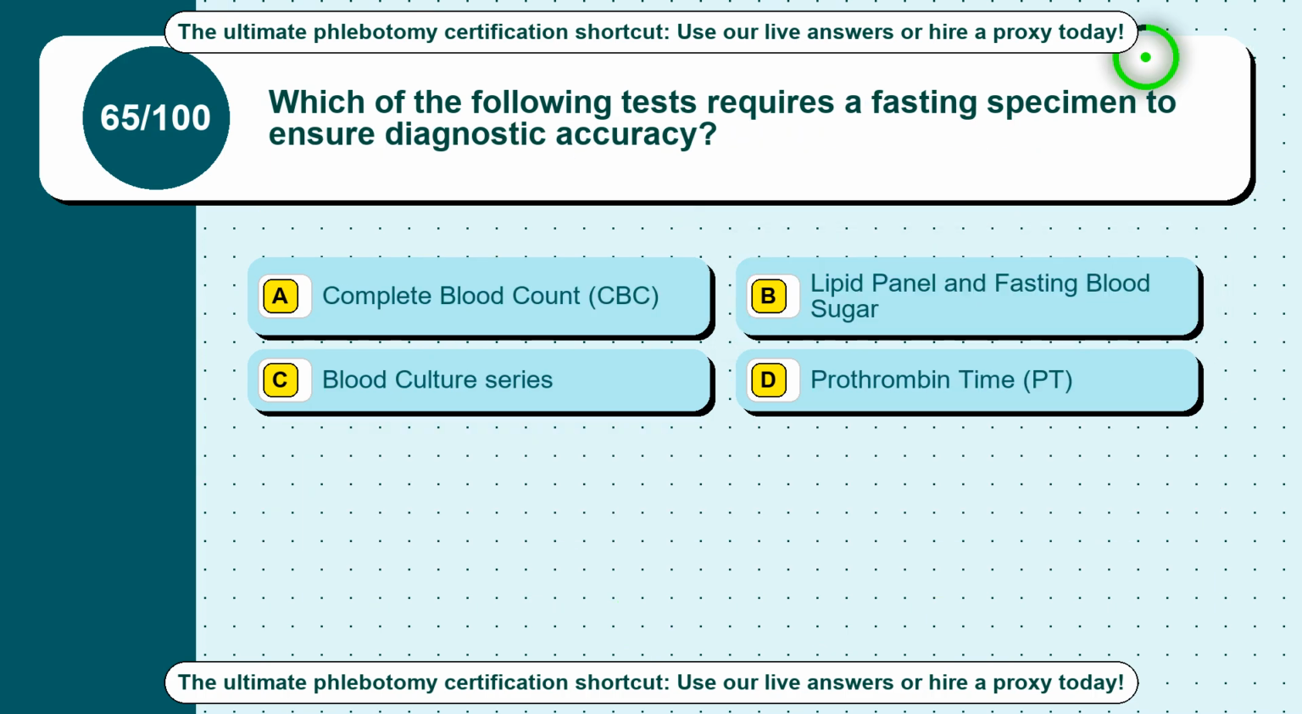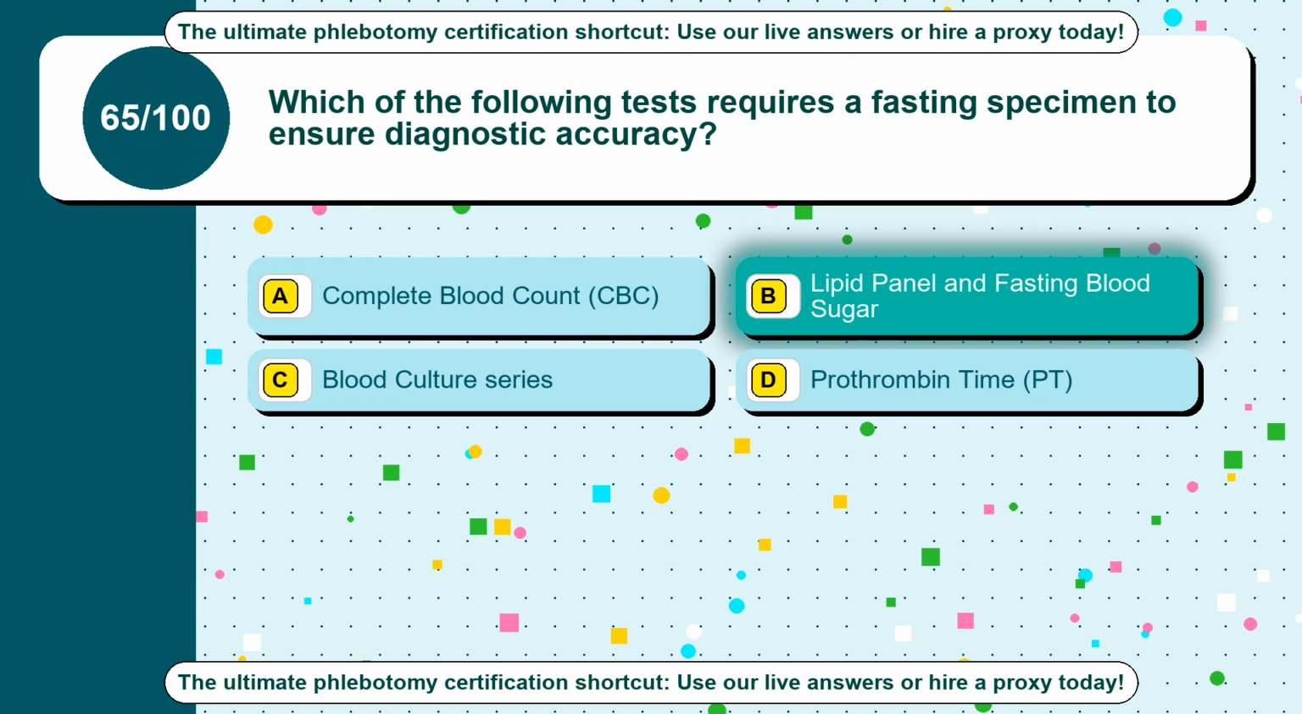Question 65. Which of the following tests requires a fasting specimen to ensure diagnostic accuracy? Option A, complete blood count, CBC. Option B, lipid panel and fasting blood sugar. Option C, blood culture series. Option D, prothrombin time, patient. The correct answer is option B, lipid panel and fasting blood sugar.